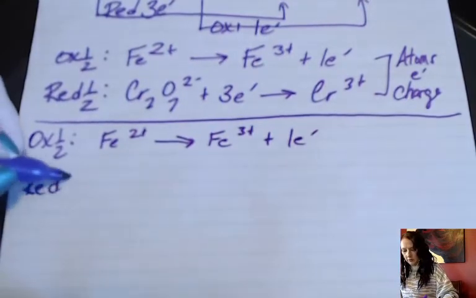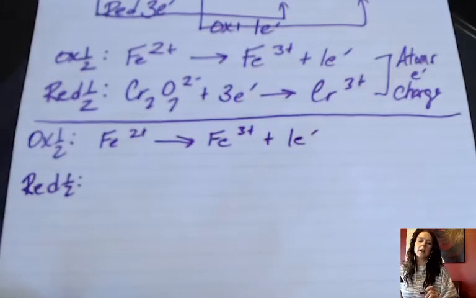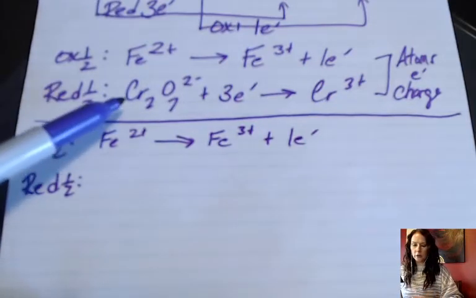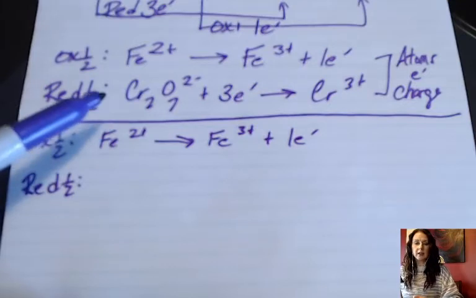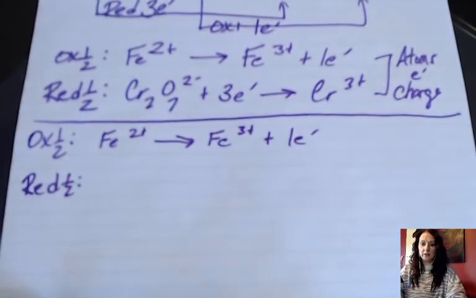My reduction has one chromium on the right side and 2 chromiums on my left side. So I'm going to change the number of chromium, and when I do that, like I mentioned in class, if you change the number of an element other than a hydrogen or oxygen, you have to change the number of electrons at the same time.